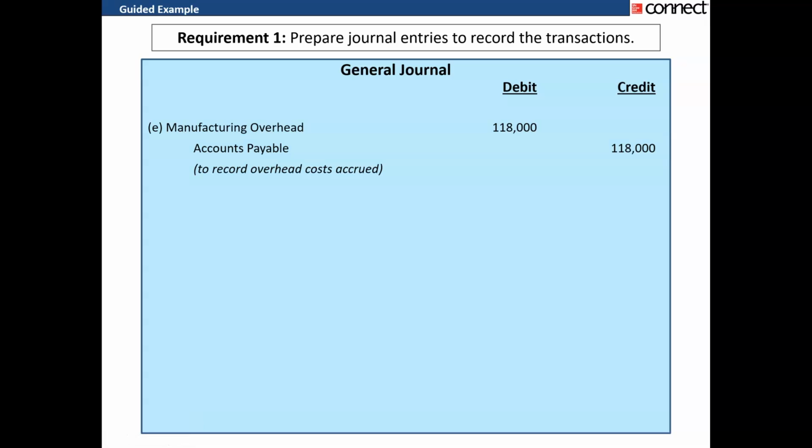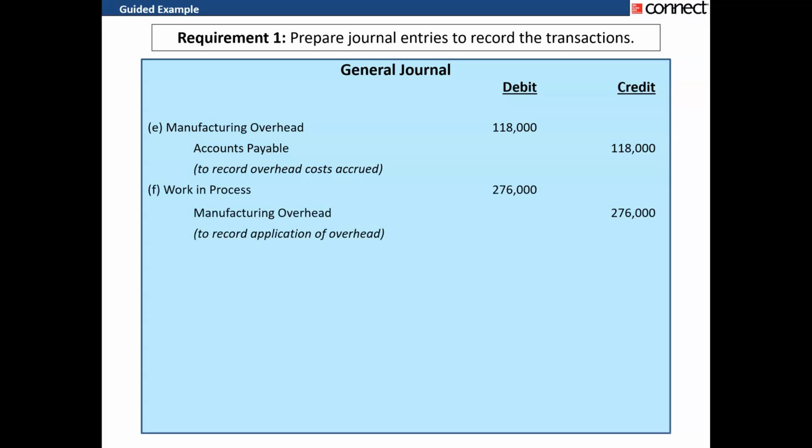E, to record other manufacturing overhead costs. Other manufacturing overhead costs are going to, of course, go into manufacturing overhead. And we don't know what these costs are. They're just other overhead costs. So just go ahead and take them into accounts payable. You technically could put them into cash, but it's best to put them into accounts payable.